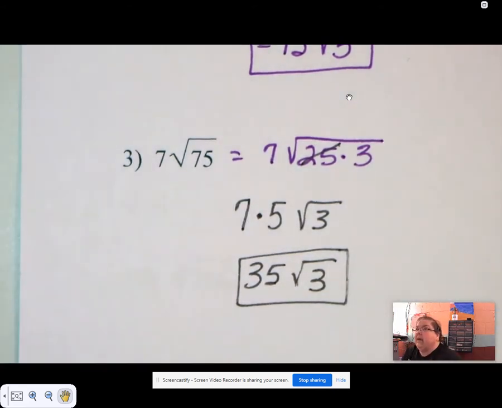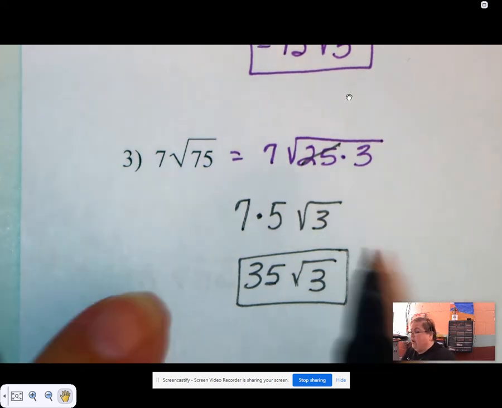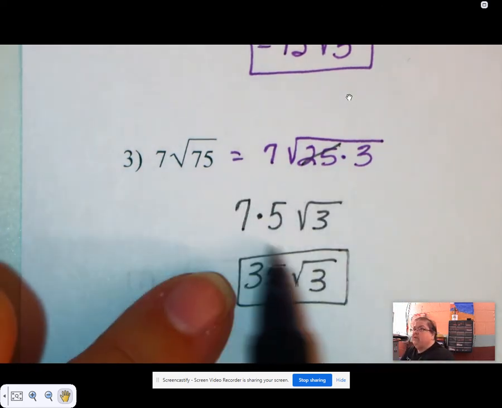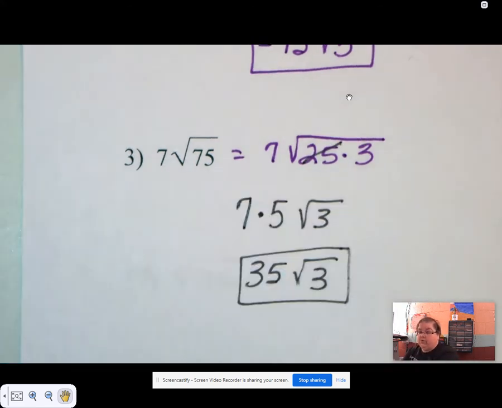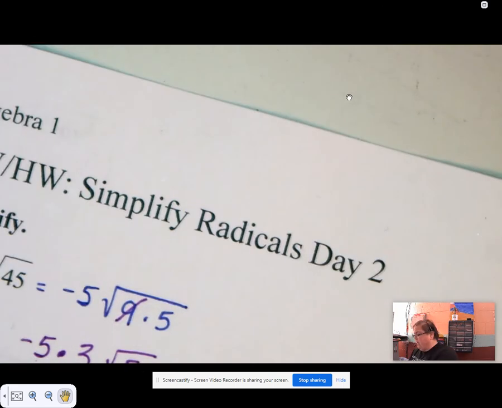Questions about that? You do not have to write this middle step once you start working on your own. Okay? You don't have to if you can do that in your head. I'm good with that. Okay? Just have it for those couple of examples. Any questions? Okay, let's turn to the back.